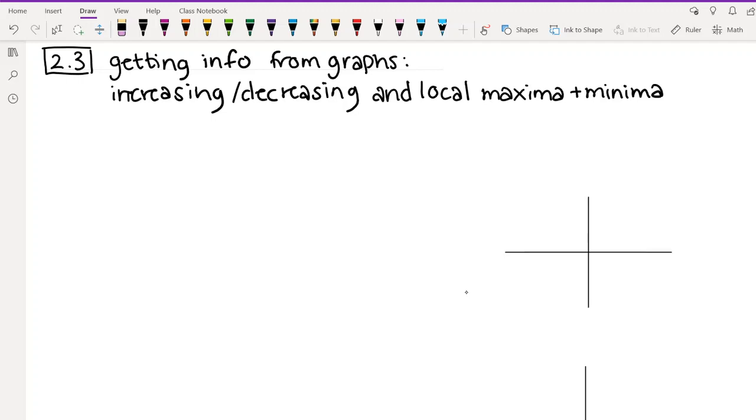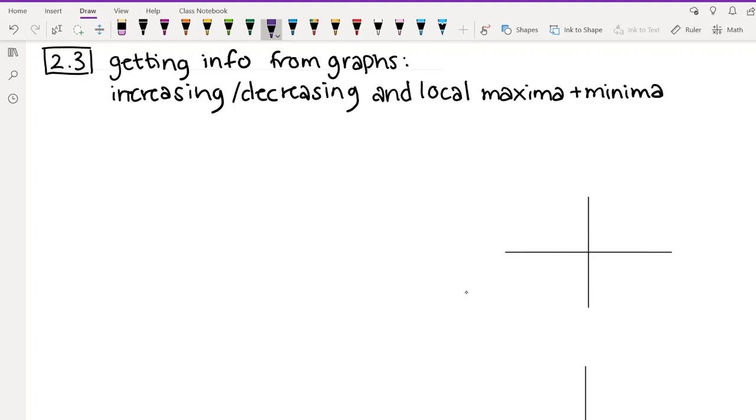Everyone. So in our last video, we focused on getting information about a function by looking at its graph. Specifically, we learned in the last video how to find the domain and range of a function from its graph, as well as solving inequalities using a graph. So in this video, we're going to be focusing on a couple of other features that you can read by looking at the graph of a function.